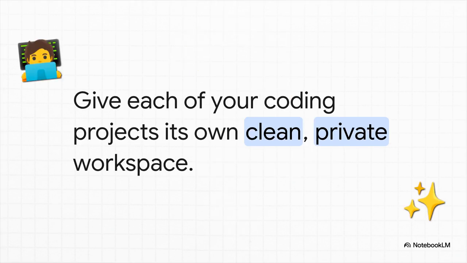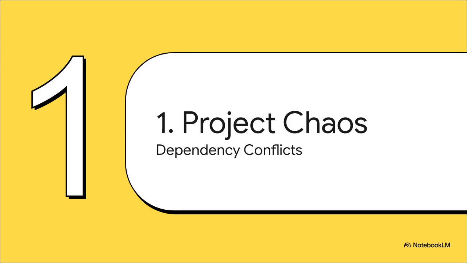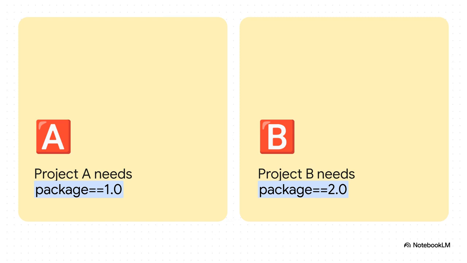Well, the solution is actually pretty simple. What every project needs is its own private little workspace. Let's give this thing a name, okay? We'll call it the Project Chaos Problem, and it's exactly what it sounds like. Total chaos that happens when all the different pieces from all your projects get tangled up together. Here's the classic example. Let's say Project A needs an older version of a package, like version 1.0. But then you start Project B, and it needs the brand new version 2.0. If you're installing everything in one place, well, you can't have both, can you? One of them is always going to be broken.